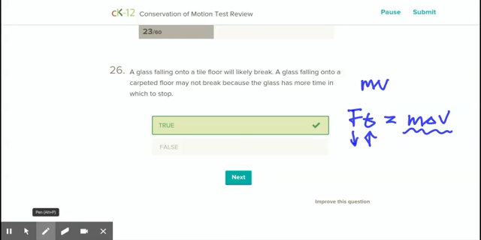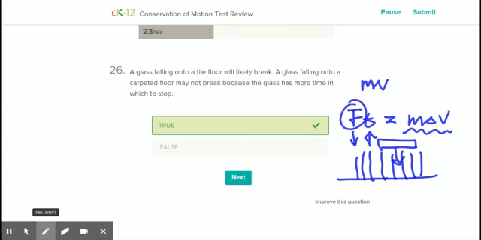If you have more time, because the carpet has fibers that you don't see, right? So when the glass is falling down, it actually has more time, or has cushion, to increase the time, so it will decrease the force. Okay?